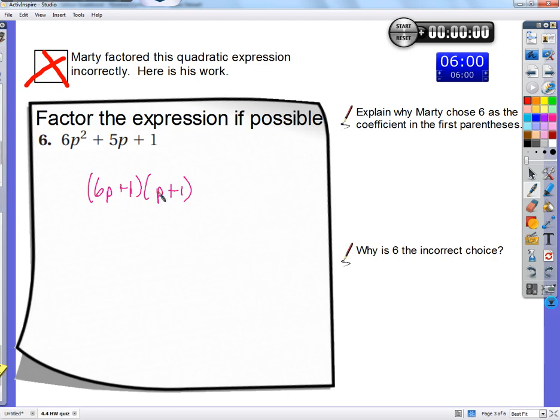So when we multiply these together, 6p times 1p will give us 6p squared, which is part of what we need to get. So because 6p times p equals 6p squared, that's definitely part of it. Looks like she also chose 1 and 1 because 1 times 1 is 1, and that's something else that we need to have. Okay? So why is 6 incorrect? Why does ultimately this factorization not work for us, or for Marty?